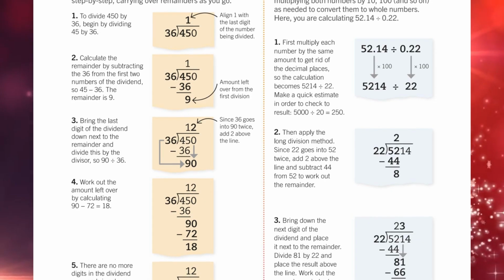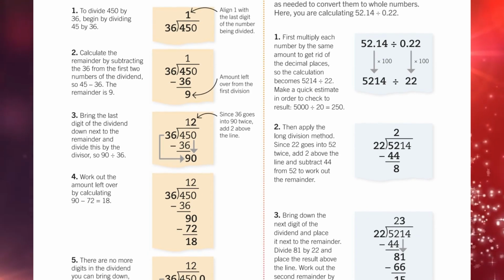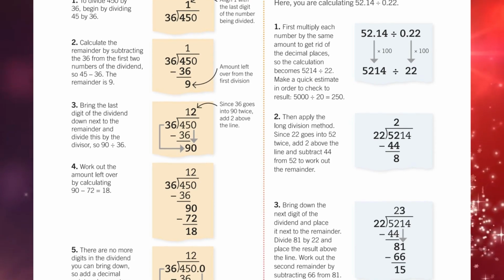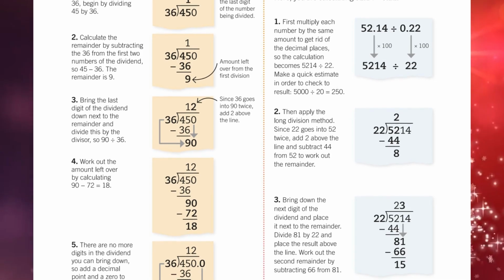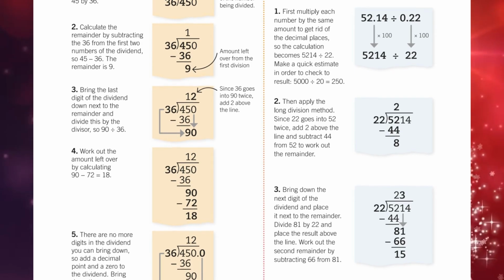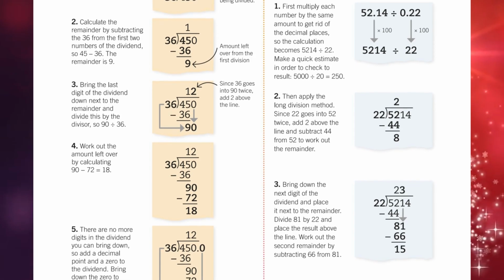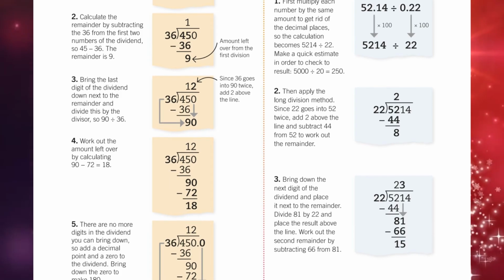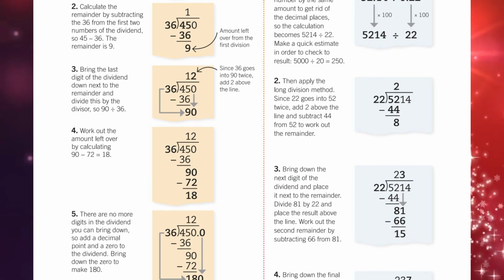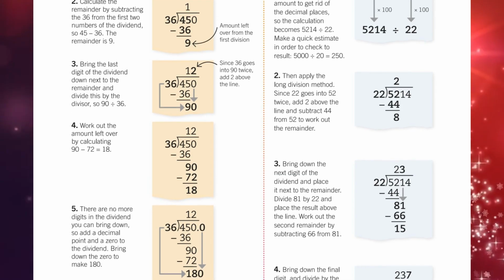1. First, multiply each number by the same amount to get rid of the decimal places, so the calculation becomes 5,214 divided by 22. Make a quick estimate in order to check the result. 5,000 divided by 20 equals 250. 2. Then apply the long division method.